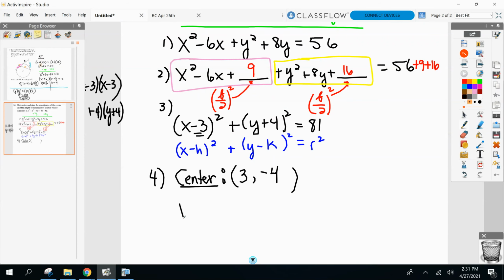And then radius length, not 81. That's the radius length squared. r squared equals 81, so your radius must be 9. All right. So that's completing the square to find the center and the radius.